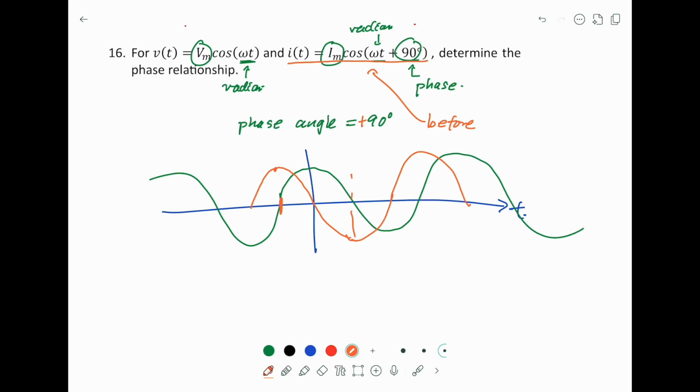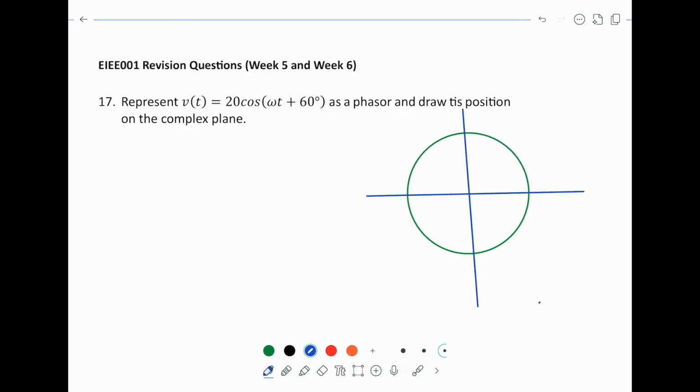So this is positive 90 degrees. What I mean is the current leads the voltage, or you can say the voltage lags behind the current. A lot of the time we are only interested in the phase relationship between signals.